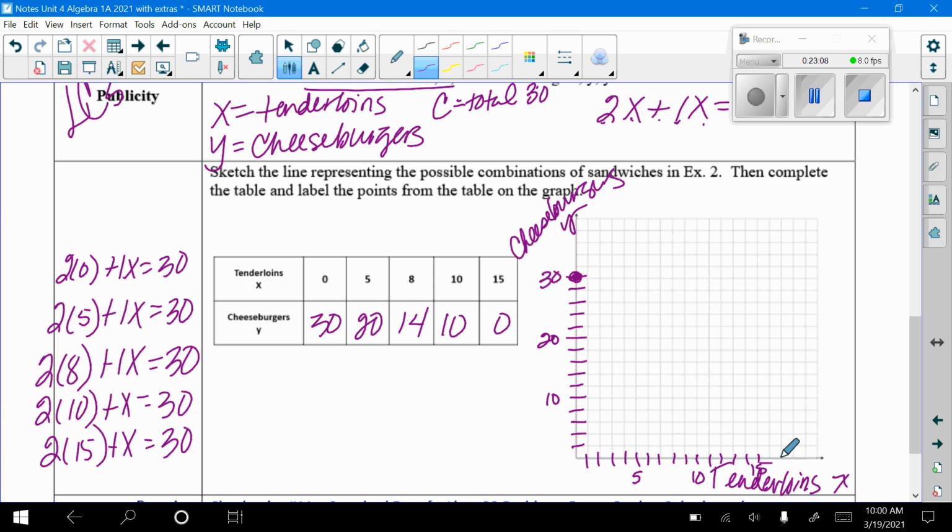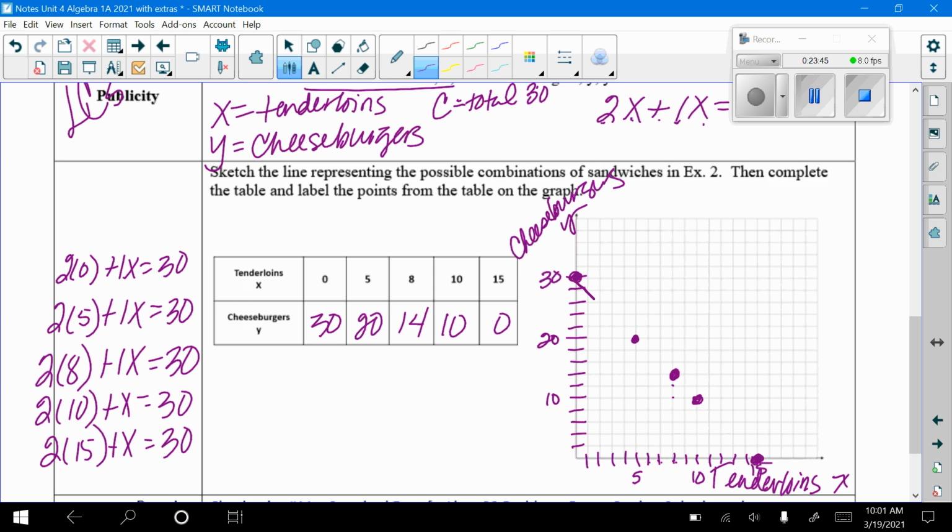There we go. So 0, give me that. 5 gives me 20. 8 gives me 10. And 15 gives me 0. You know, something doesn't look right. 10 gives me 10. 8 is 14. 6, 7, 8 is 14. There's 10, 11, 12, 13, 14. There we go. 10 is 10. There we go. So now we're going to make a nice pretty line.